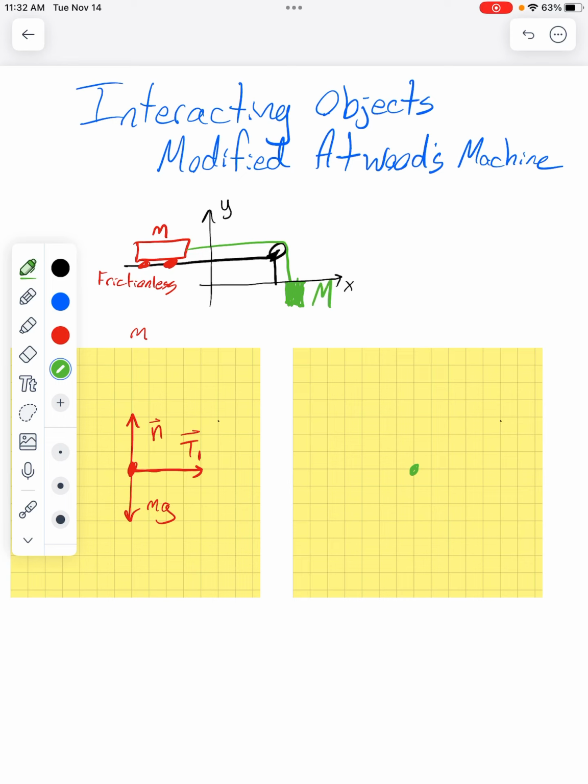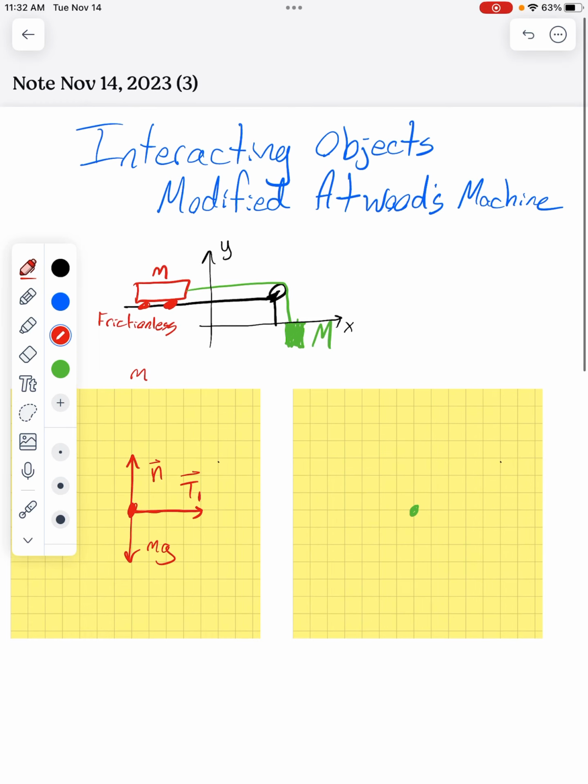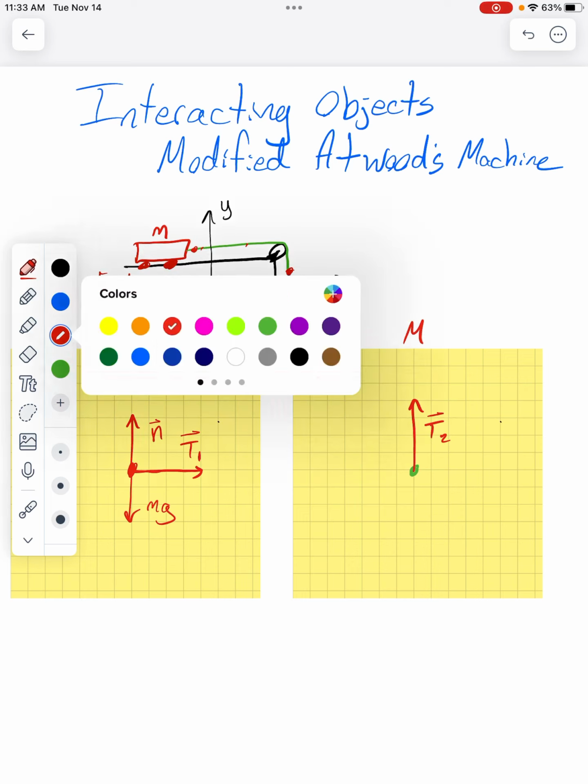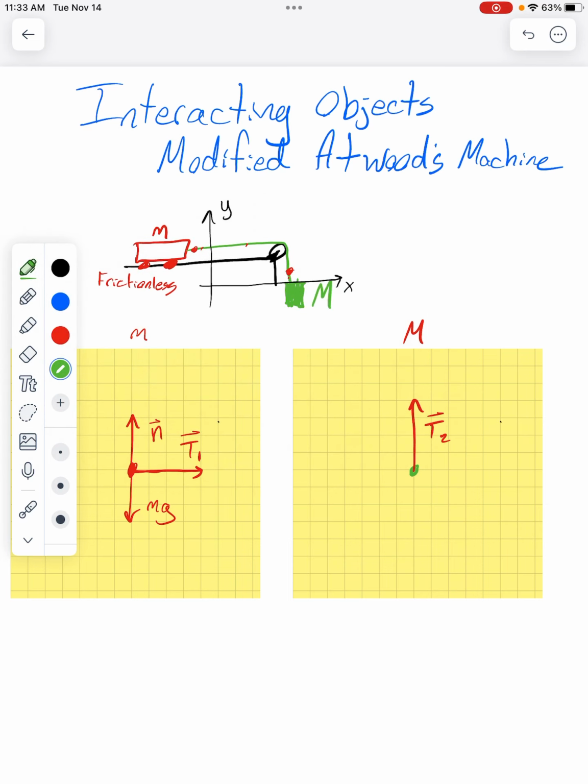Now, the thing that we need to know is, just like we saw before with ideal ropes and pulleys, the tension at any point in this rope is going to be the same. So if the green block pulls down with 10 newtons here, that 10 newtons is going to make it to the cart over here. So T1 and this tension, T2, which is going up along the rope from mass big M, have the same number of dots and blocks, of spaces. They're the same.